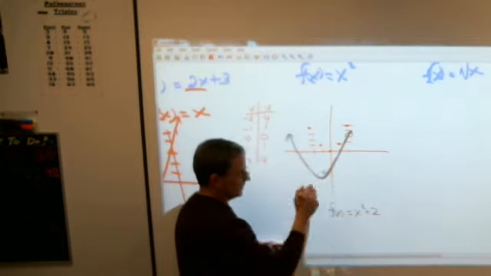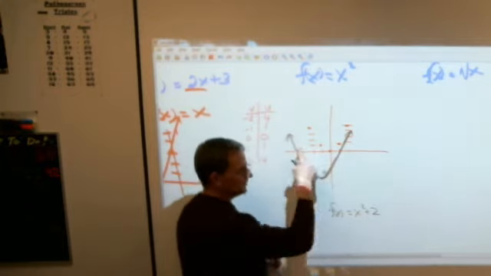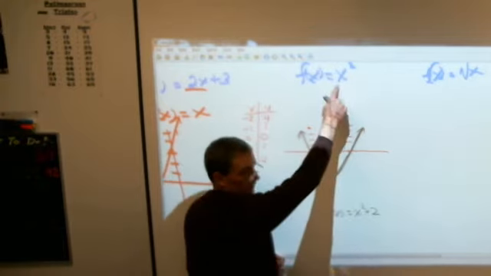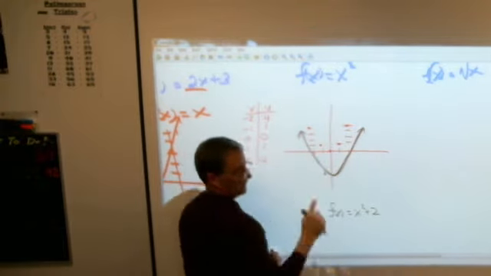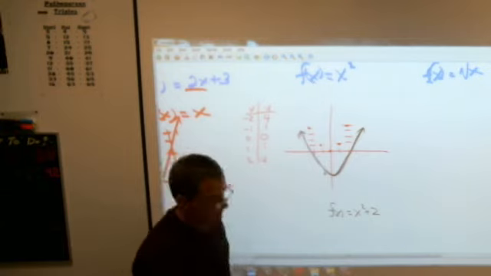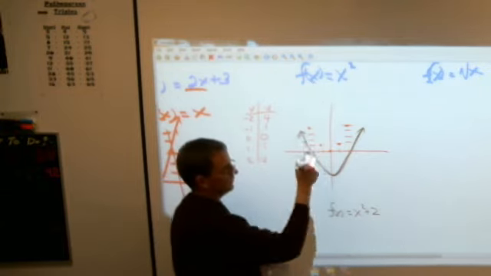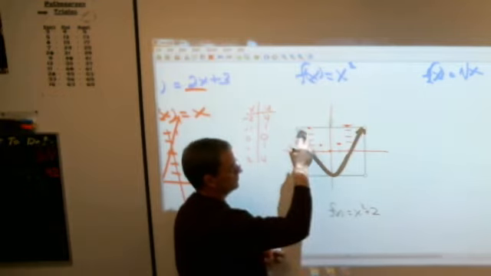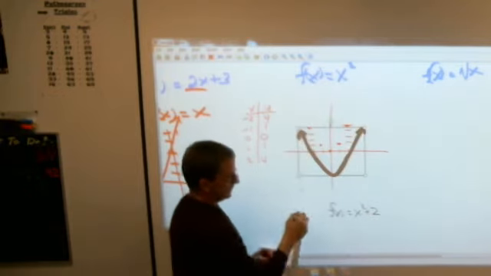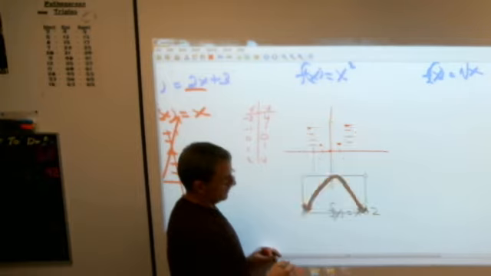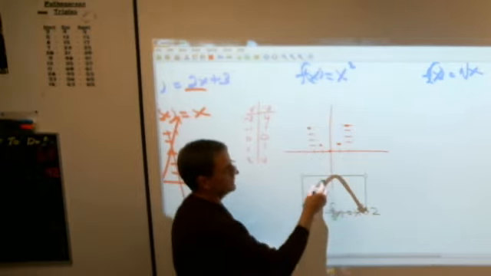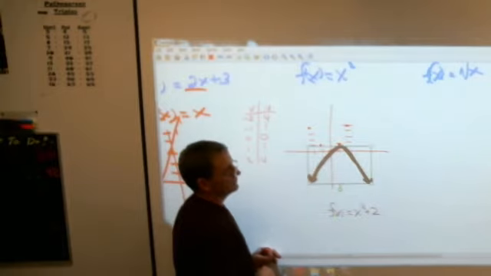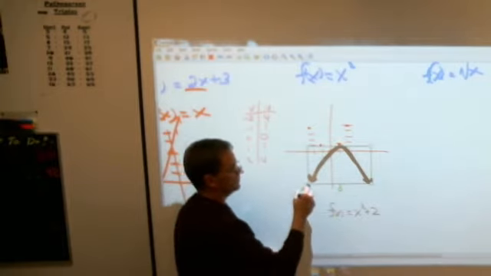You just need to know that when you see a parabola, it's an x squared equation or function. If it's negative x squared, the parabola is just flipped over. Negative x squared is an upside down U. Yes, this is negative x squared. But we don't have negative x squared, so we're just doing x squared.